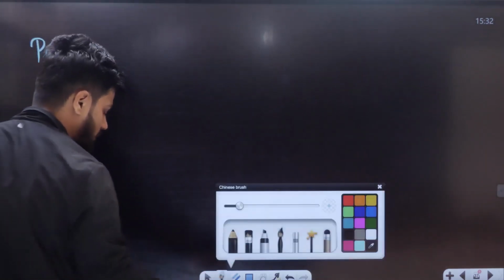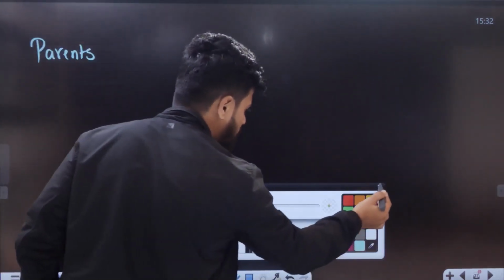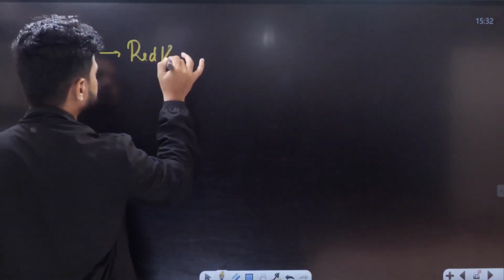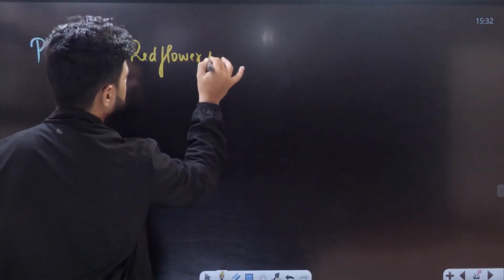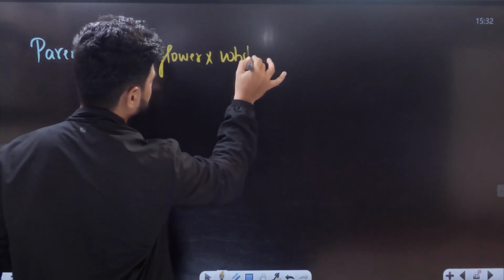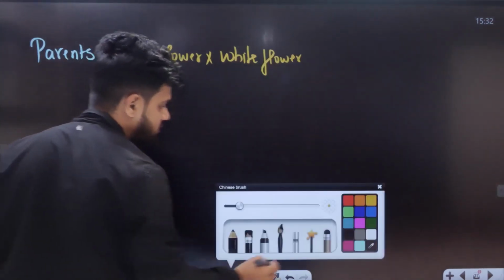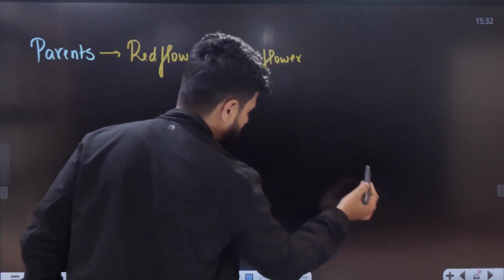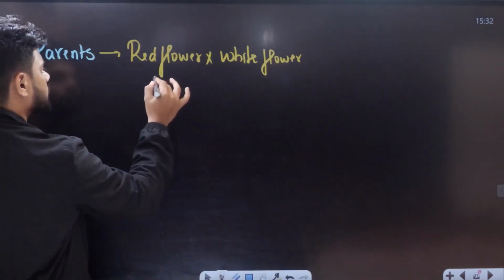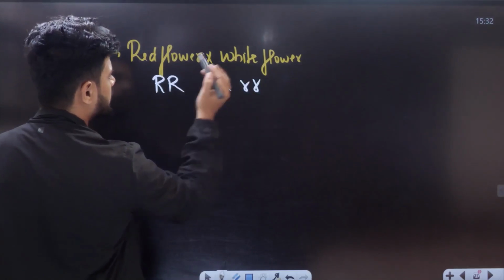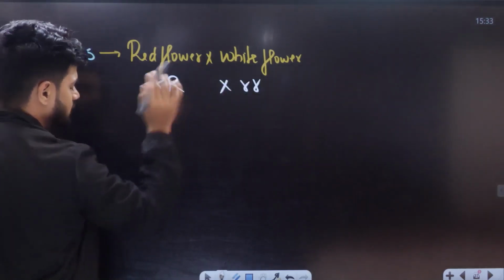First step is selection of parents. Let's take one red flower crossing with a white flower. One is going to be homozygous dominant, let's say capital R, capital R. One is going to be homozygous recessive, small r, small r. This is going to be red. This is going to be white.